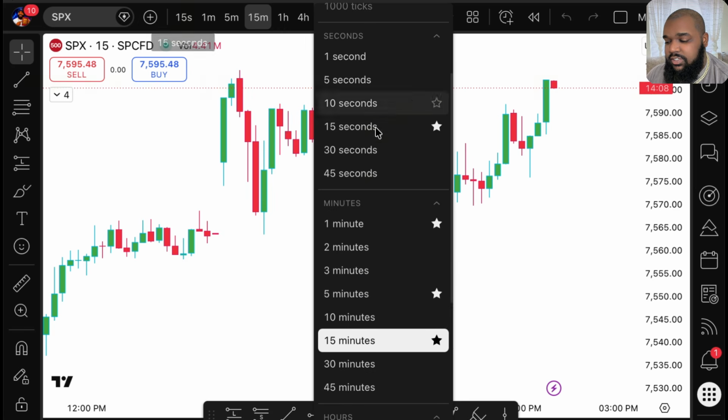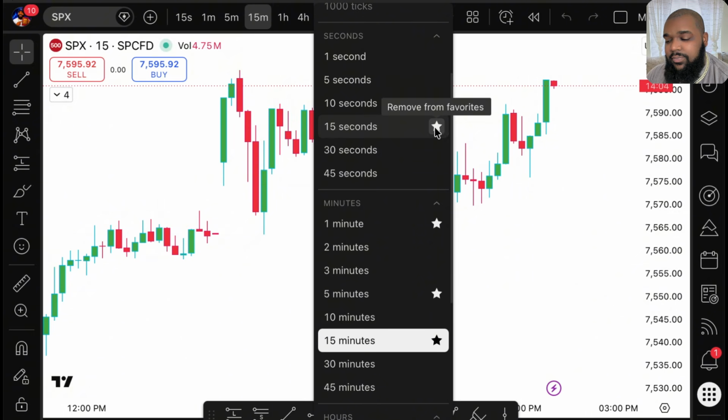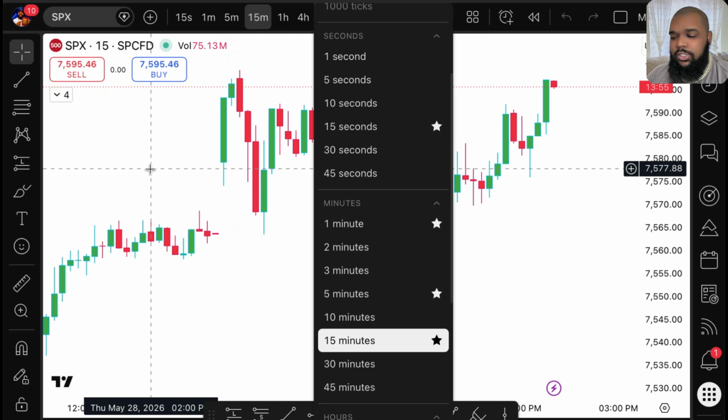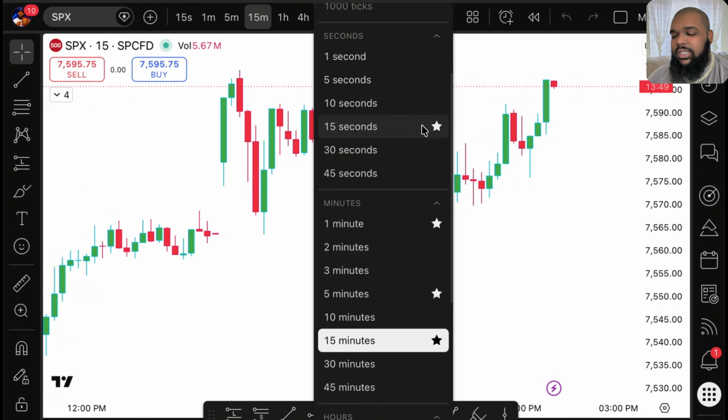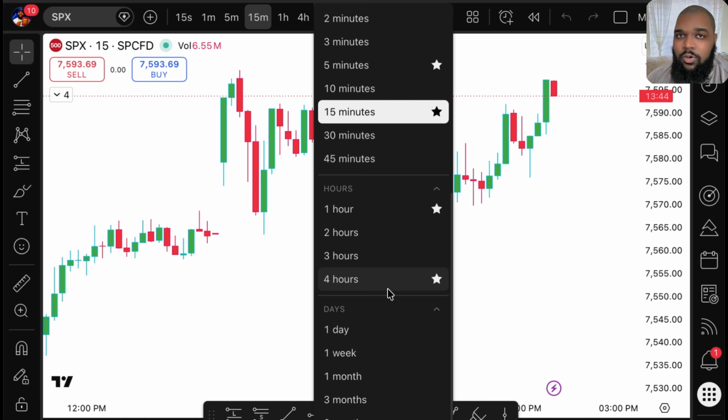You see how I have the 15-second right here? If I unstar that, it'll disappear. If I put it back, it'll come back. So go ahead and do that. I wouldn't have more than 3 different time frames as a beginner on your chart, because you wanna make sure that you don't overwhelm yourself, that you're not mixing different strategies and systems. But my strategy goes from the 15-second all the way to the 4-hour, depending on what you're looking at.